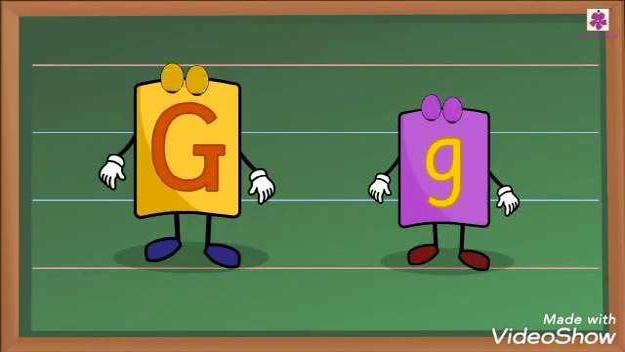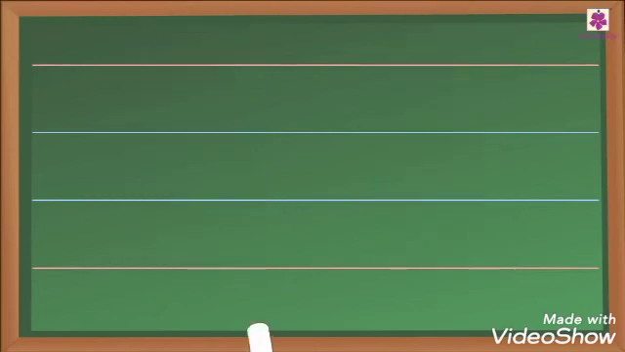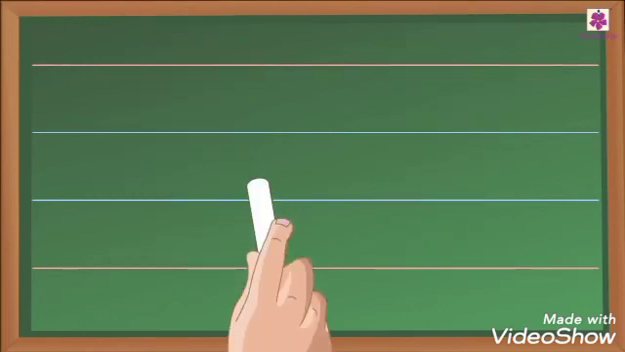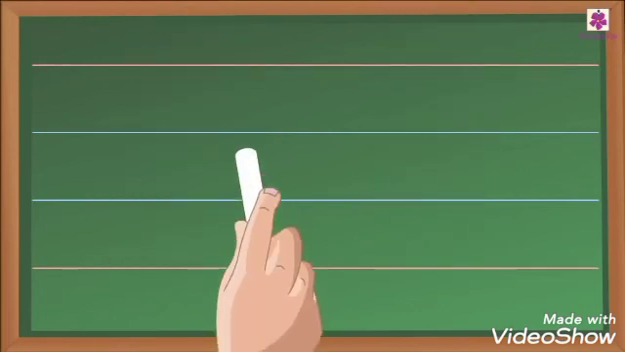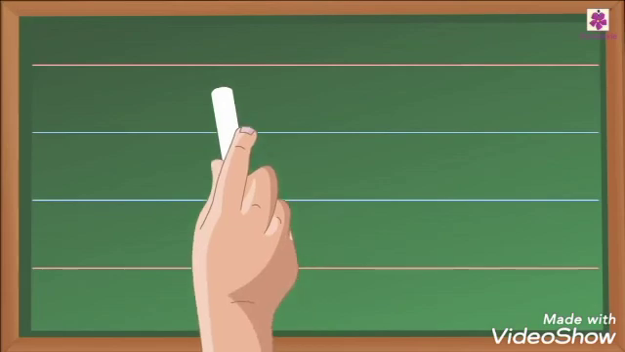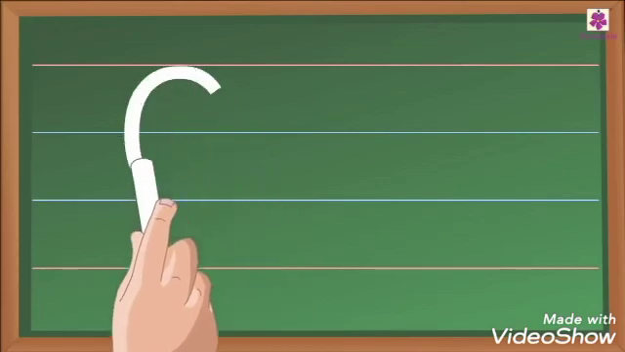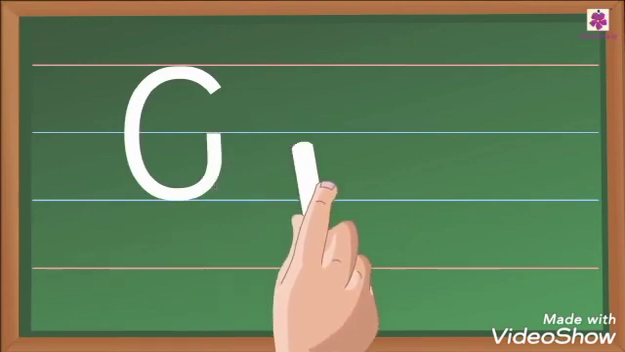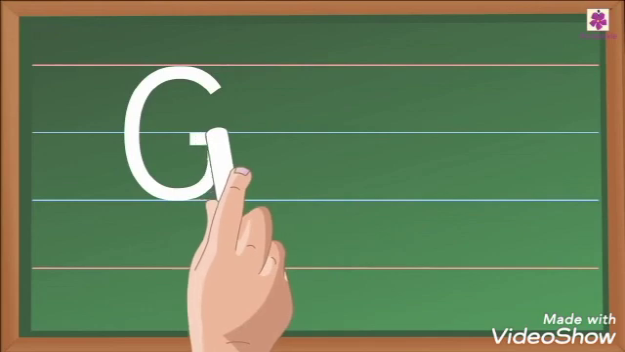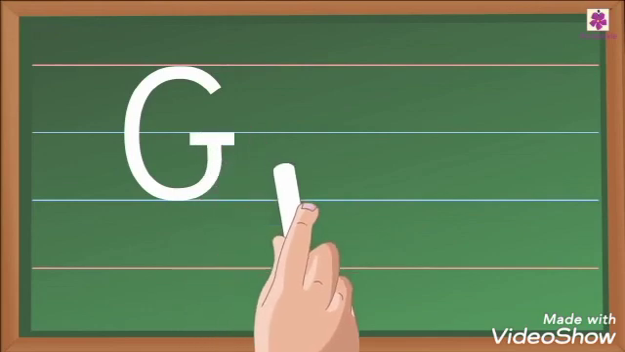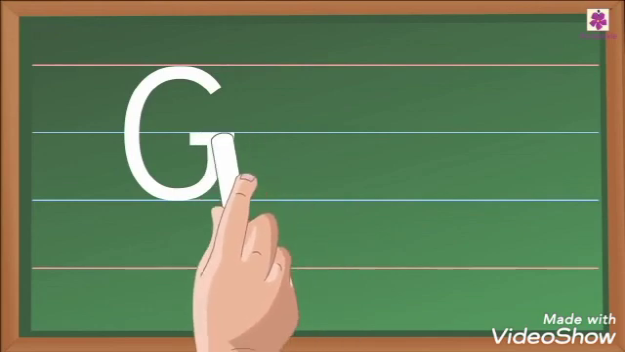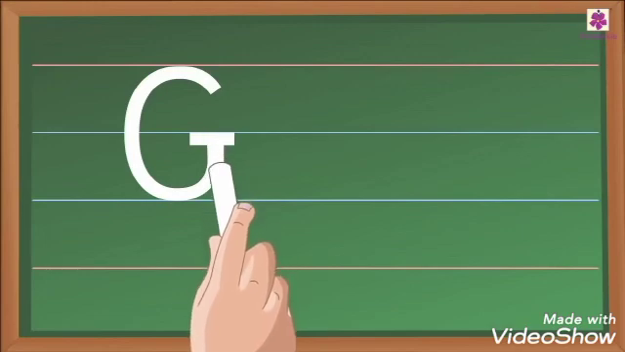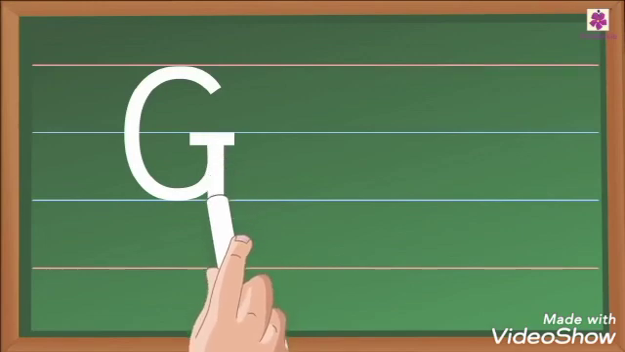G. Capital G. Start below the top and draw a curve touching the bottom and further till the middle. Top it with a sleeping line. Then draw a standing line from the middle till the bottom.